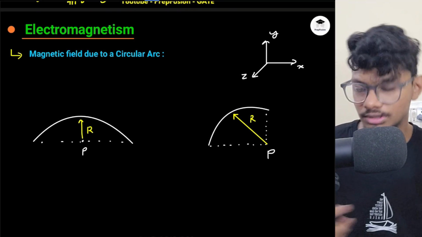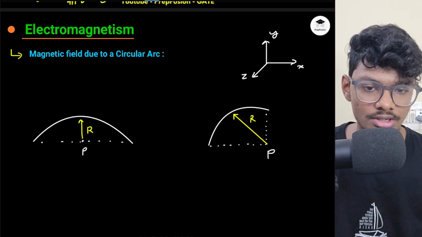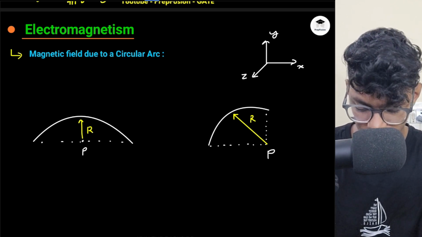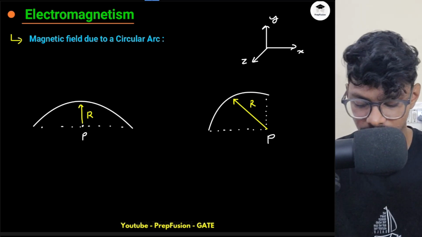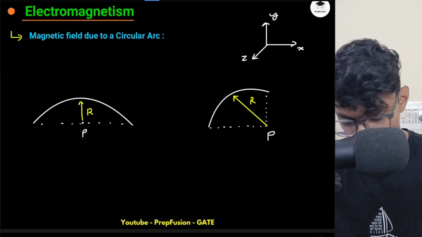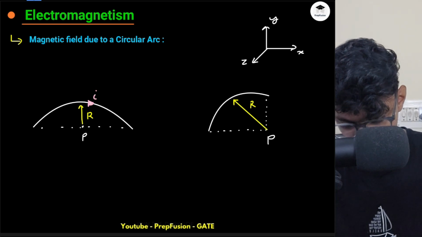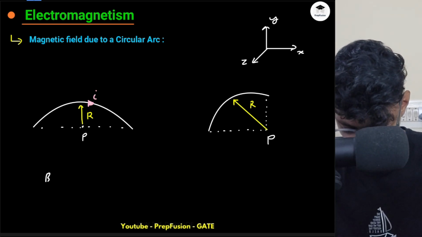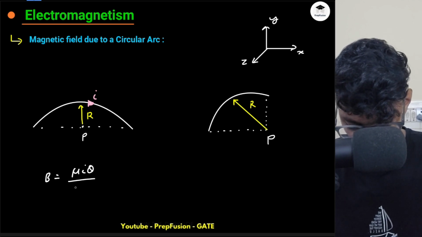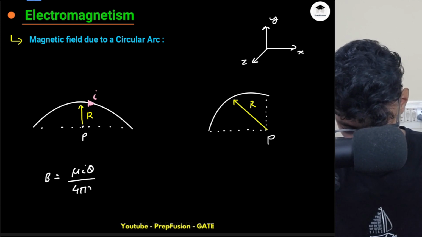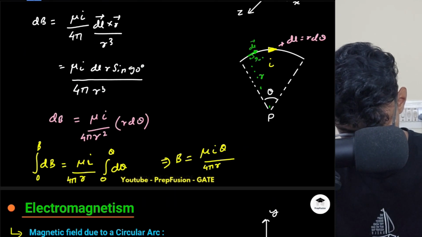So let us derive a few standard cases, if I have computed the magnetic field. Then I can derive the standard cases for semicircle arc and for quarter circle. So here if some current I is flowing, I will use simply the formula of B equals to mu I theta by 4 pi r. So this is capital R, actually here the distance is capital R, so I'll choose capital R.